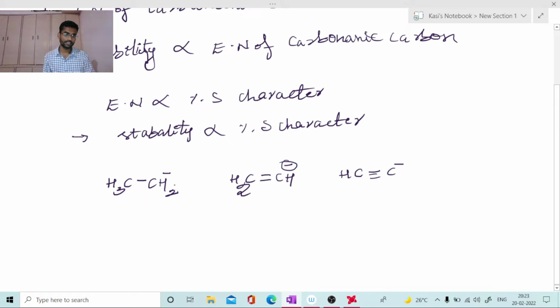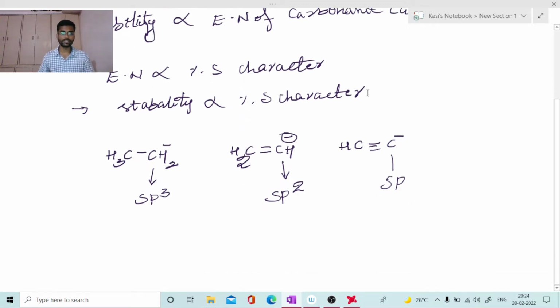In this case, the carbon has sp3 hybridization. Here, this carbon has sp2 hybridization. Here this carbon has sp hybridization. Before, we said the carbanion contains sp3 hybridization generally, but based on the bonds between the two carbon atoms, we can decide the hybridization.